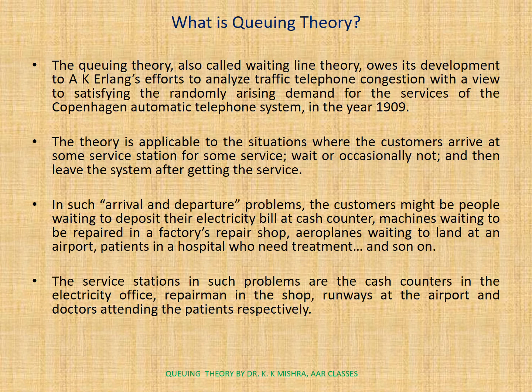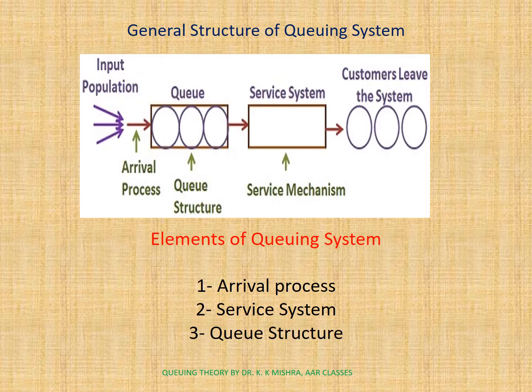The service stations in such problems are the cash counters, which I related to you earlier in the different offices which we talked about. Normally, in all such situations, the general structure of the queuing system is like there is a service system. Service system is basically a type of processing machine, just like that: input, throughput, and output.